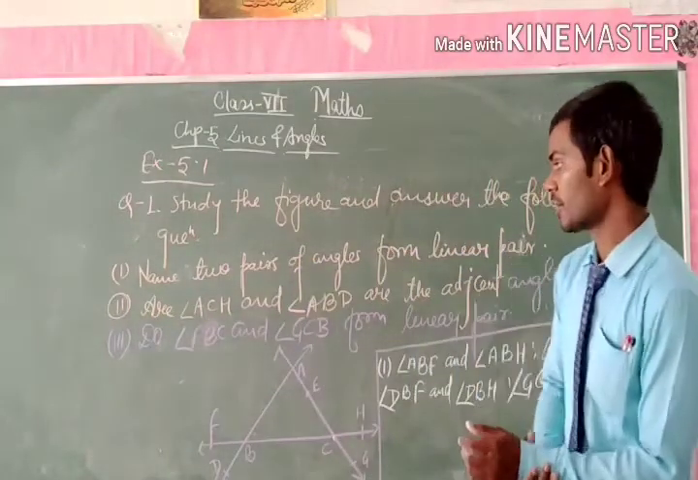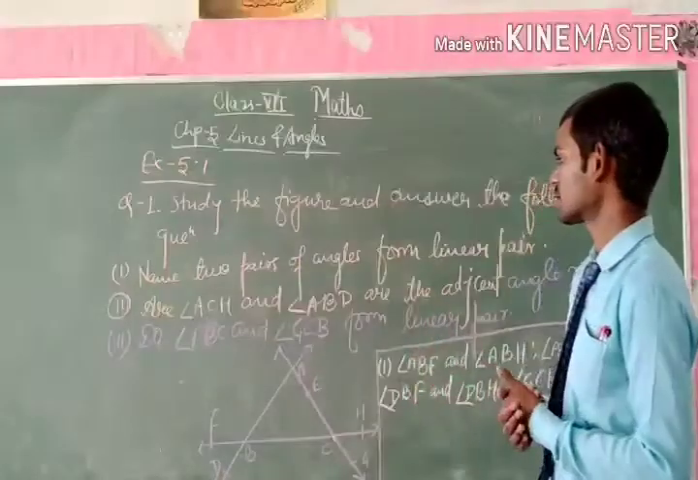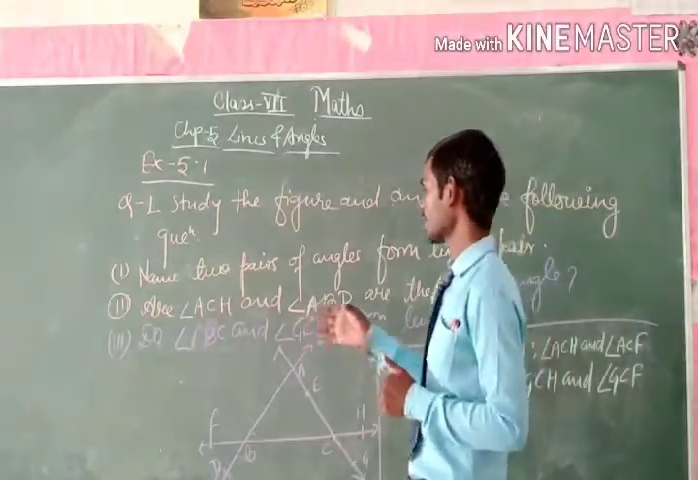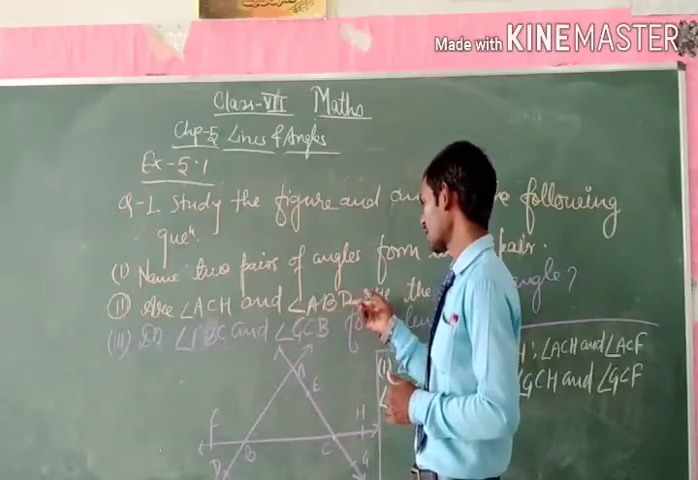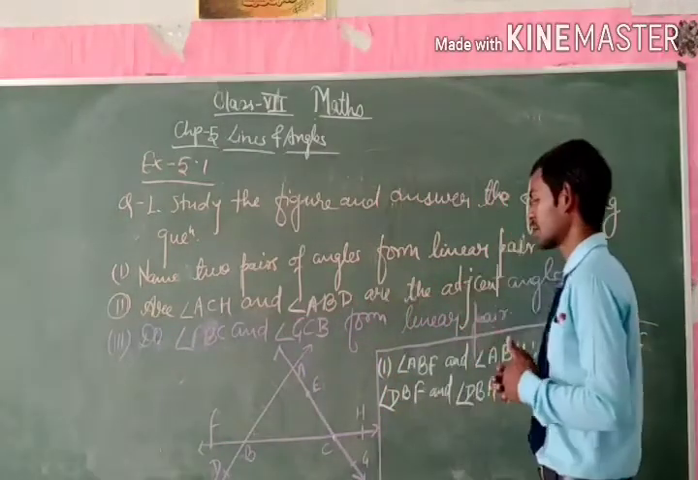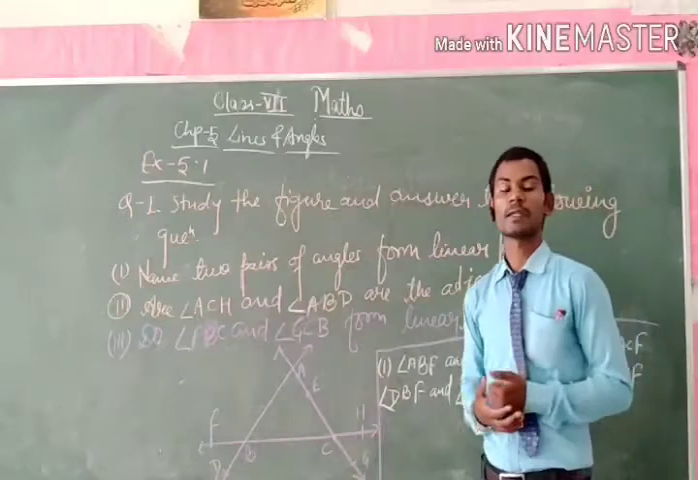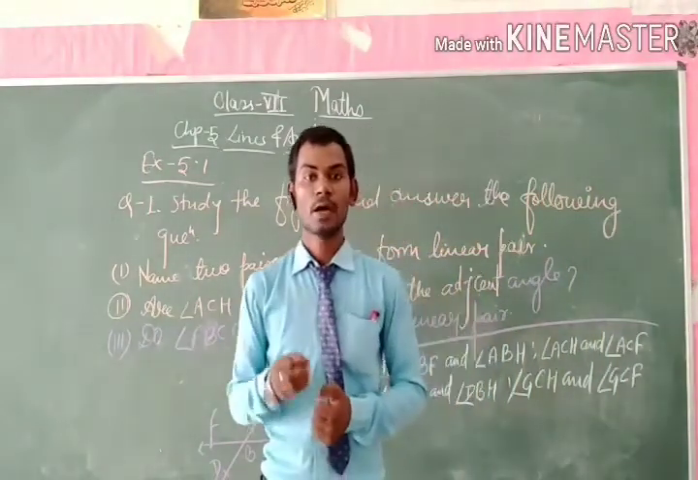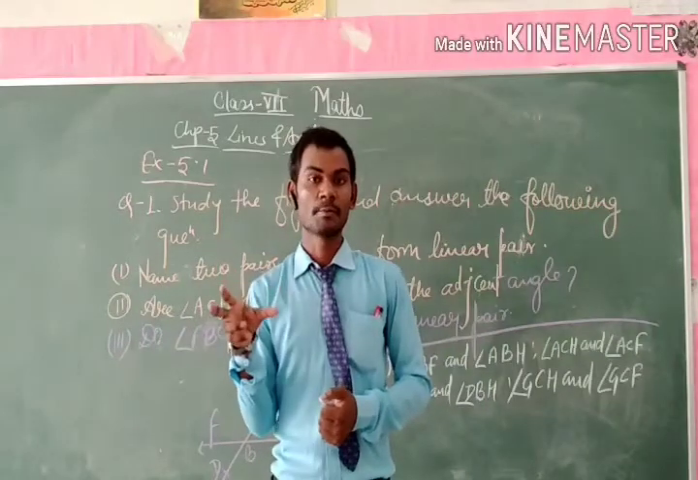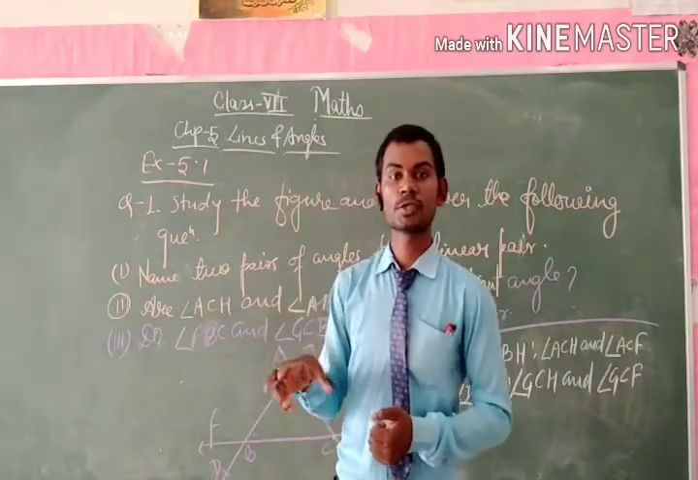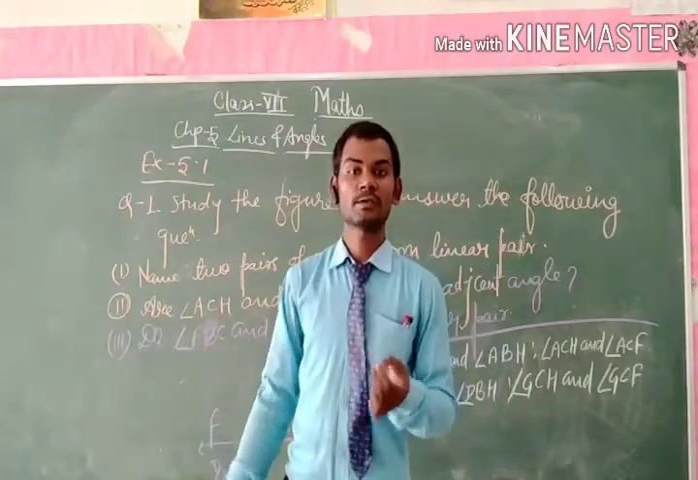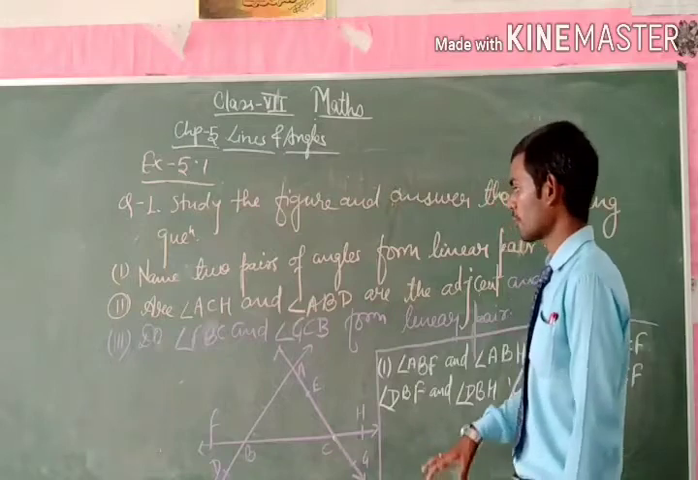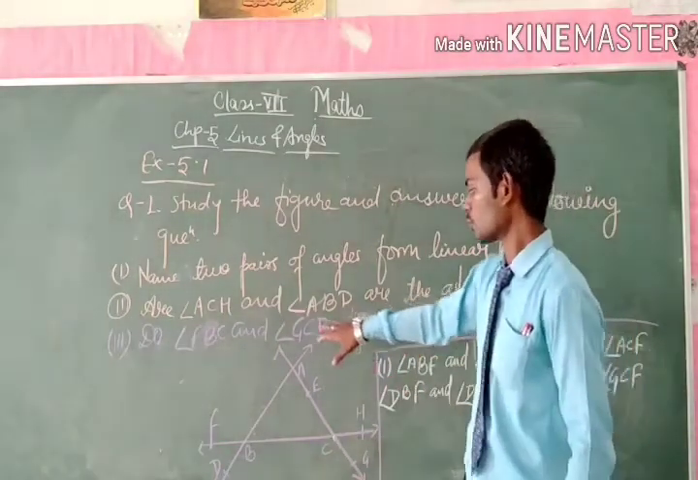Now let us see the next condition. What does the second condition say? The second condition is that angle ACH and angle ABD are adjacent angles. What do you mean by adjacent angles? In adjacent angles, we have a common arm, which is opposite to the other arm, as well as a common vertex. So in this case, we first have to find these two angles in this figure.